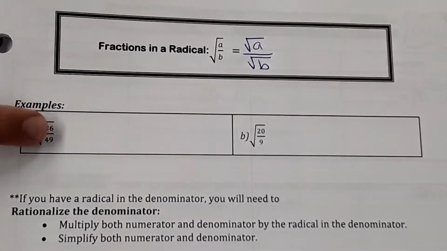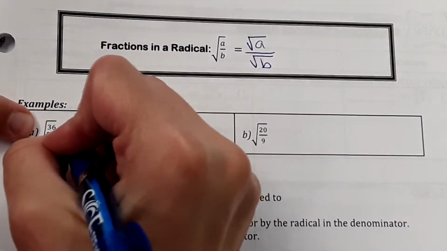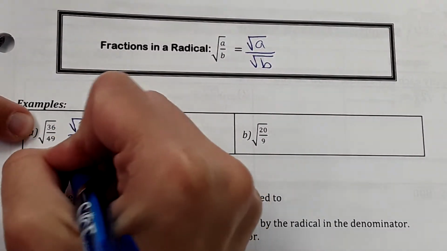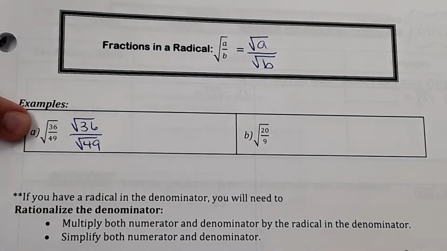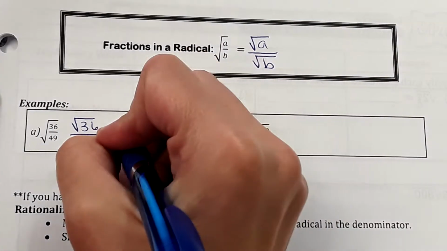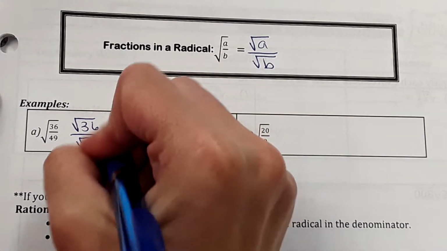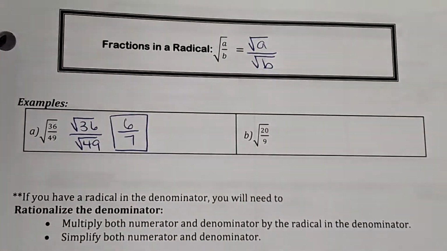So for the first example, with a fraction underneath the radical symbol, we'll split it up as the square root of 36 over the square root of 49. And you just get 6 over 7. And that's your answer, 6/7.